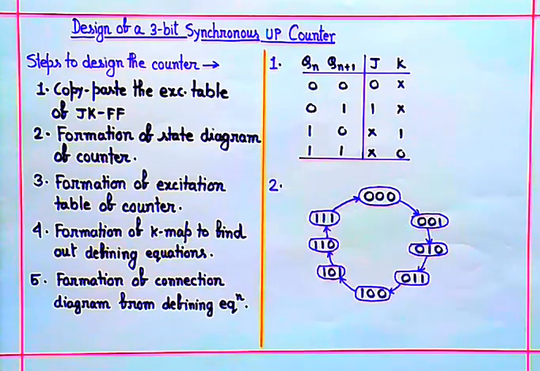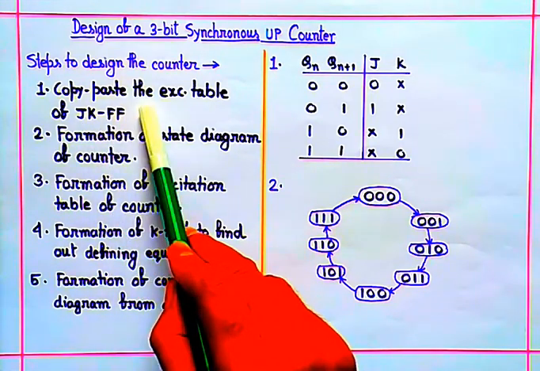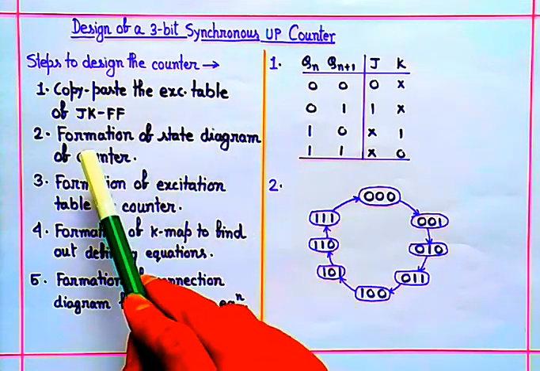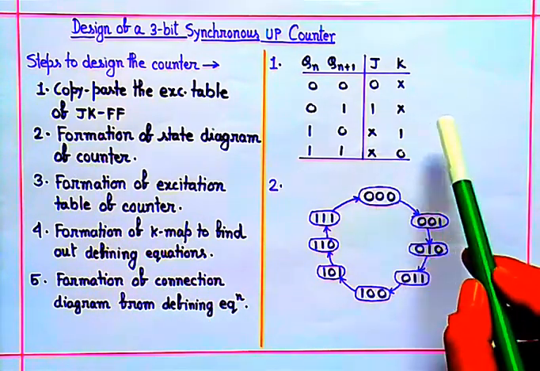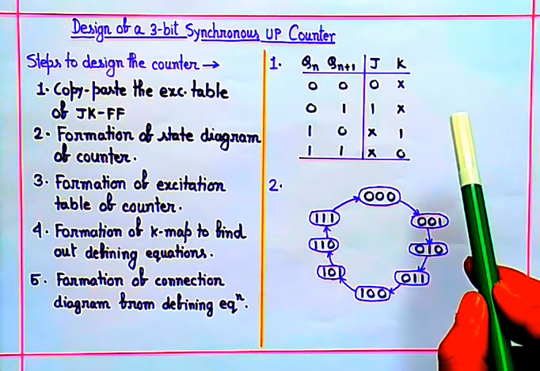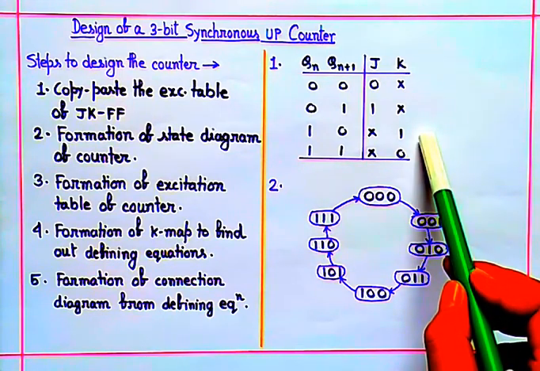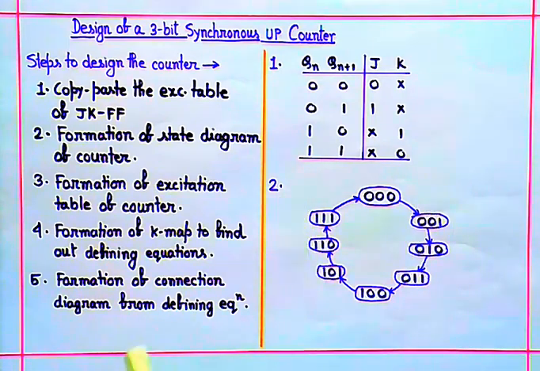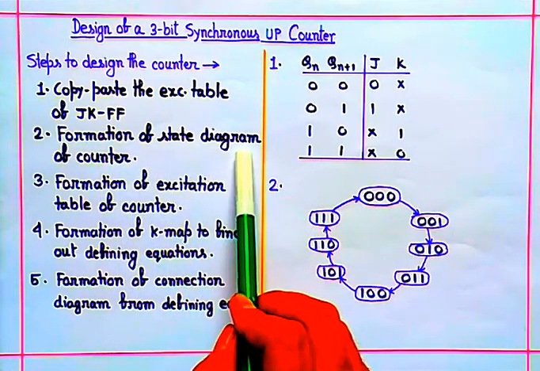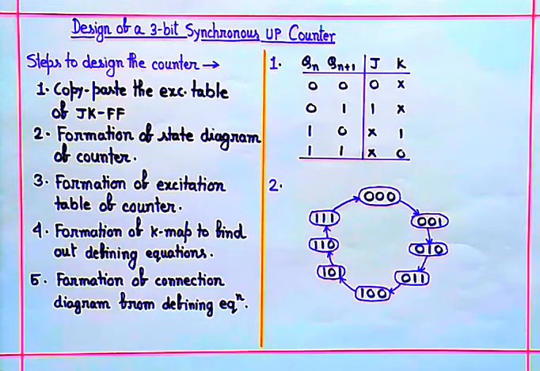So step number 1, copy paste the excitation table of JK flip-flop. You know the excitation table of JK flip-flop is like this. Just copy and paste this table from my previous lecture. Now step number 2, formation of state diagram of counter.